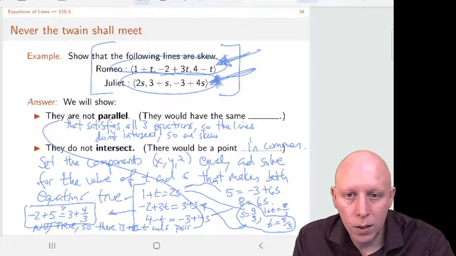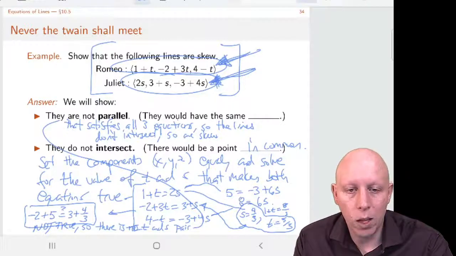All right, so we've now given two examples of working with lines. Let's stop here. The next video is going to be about planes.